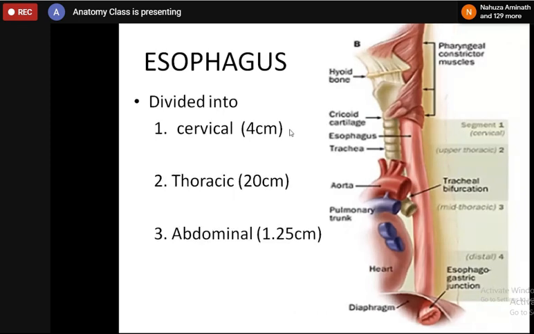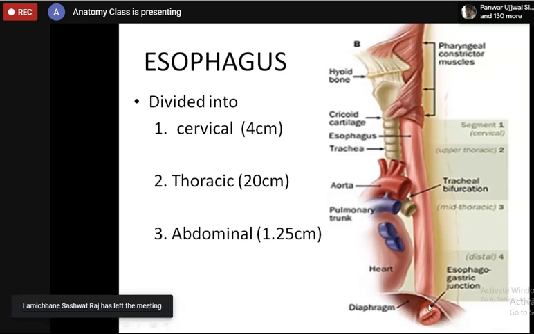This esophagus, measuring about 25 centimeter in length, is divided into three parts depending on its location. The beginning part, which lies within the neck region or at the root of the neck, is the cervical part. The part which passes through the mediastinum is the thoracic part. A small portion, just about 1.25 centimeter in length after piercing the diaphragm, is the abdominal part, which lies within the abdomen.